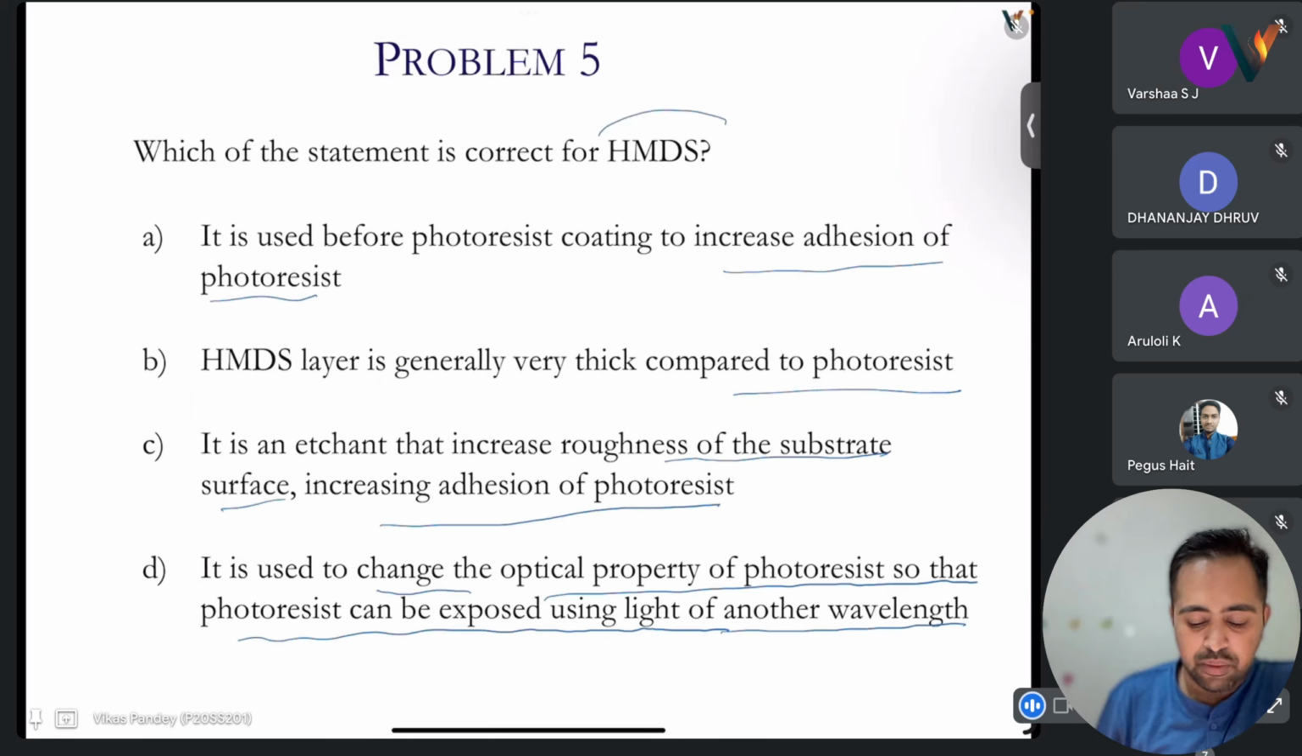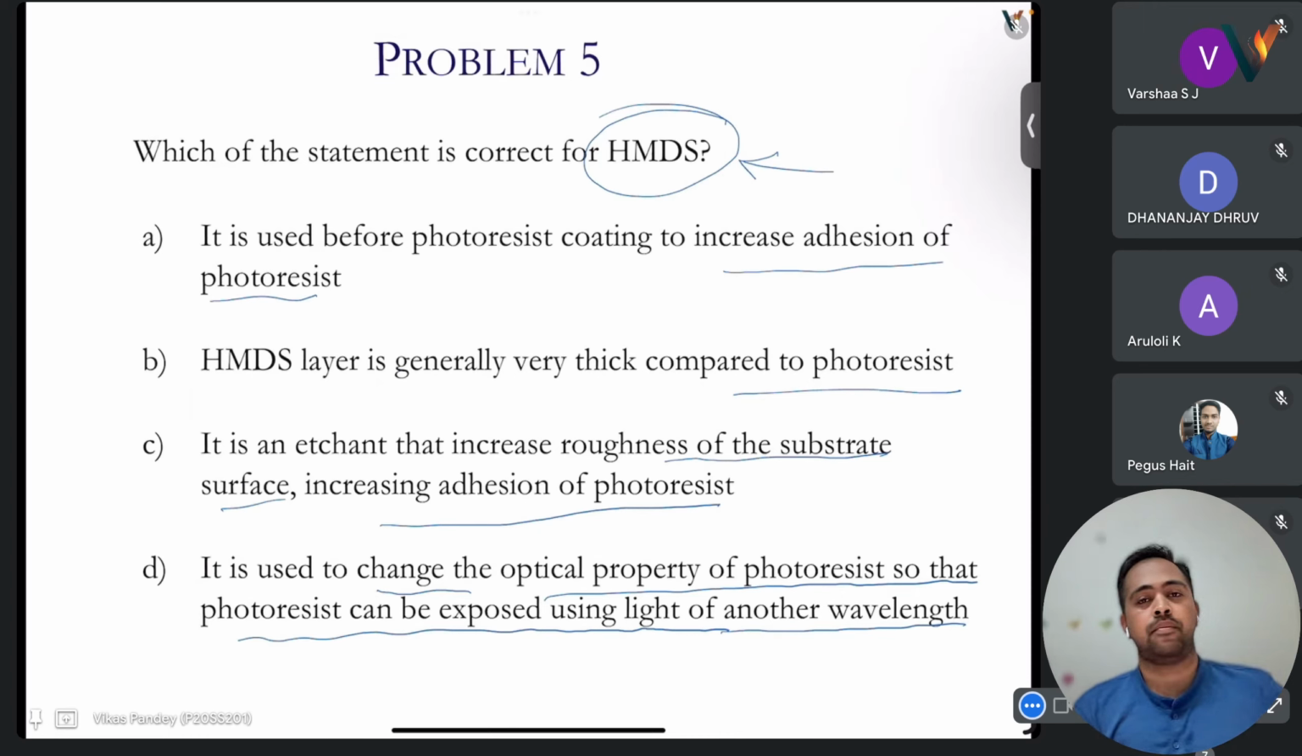HMDS, anyone remembers where it is used? In lithography, it is used in the lithography process. Anyone?